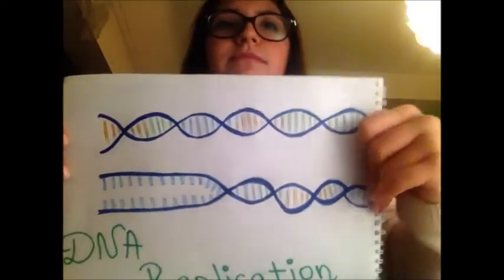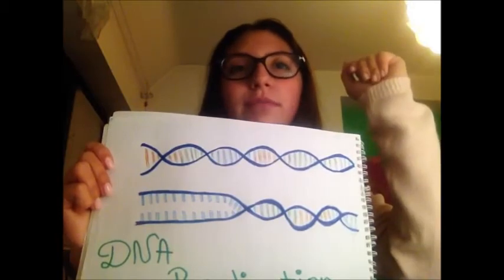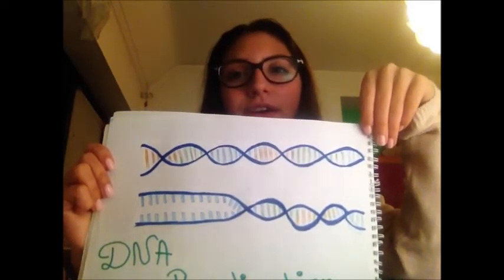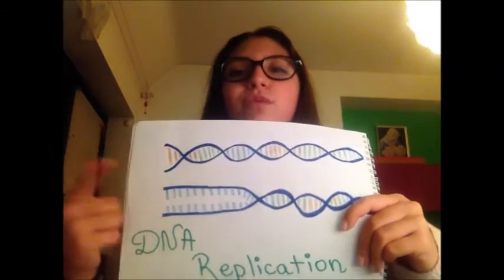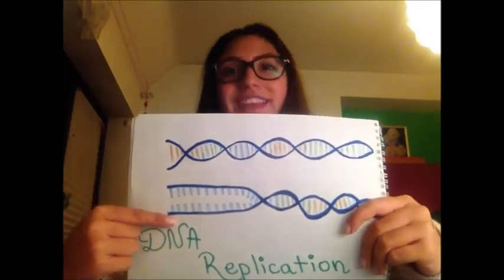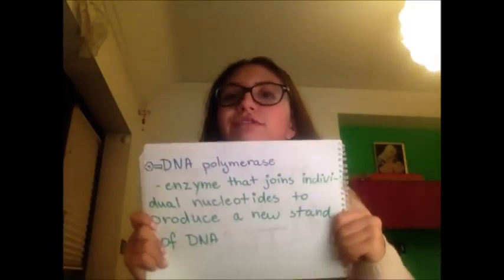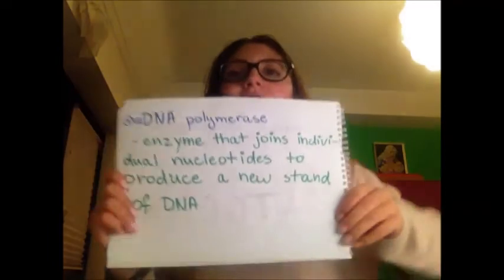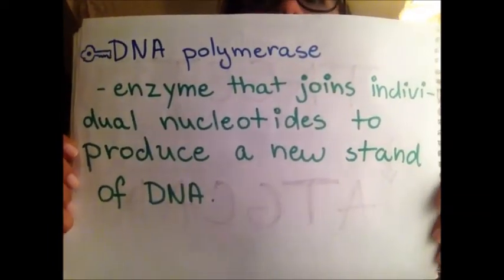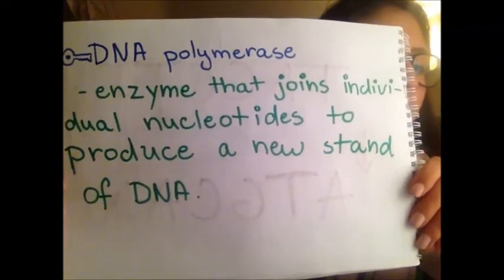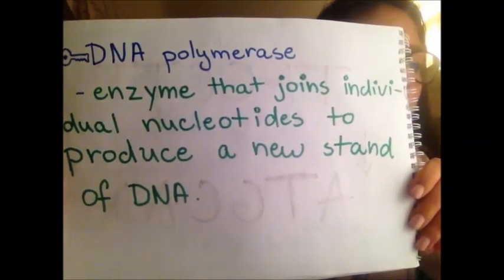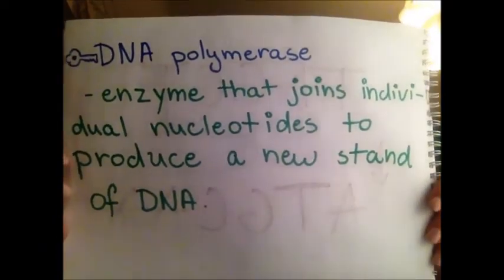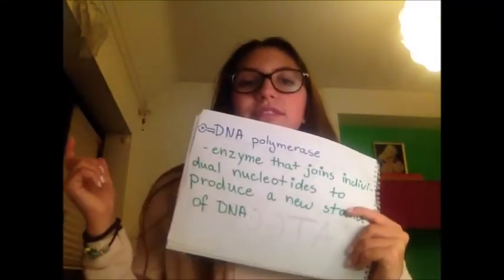So, a conclusion. The two DNA molecules are identical to each other and also to the original one. And after the replication, there is one original strand and one new one. The principal enzyme involved in DNA replication is called DNA polymerase. So this is a keyword, and you should write it somewhere. It joins individual nucleotides to produce a new strand of DNA. And it also makes sure that they're almost perfect copies of the original one.